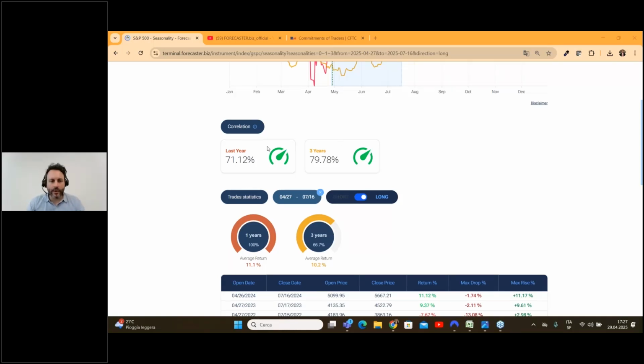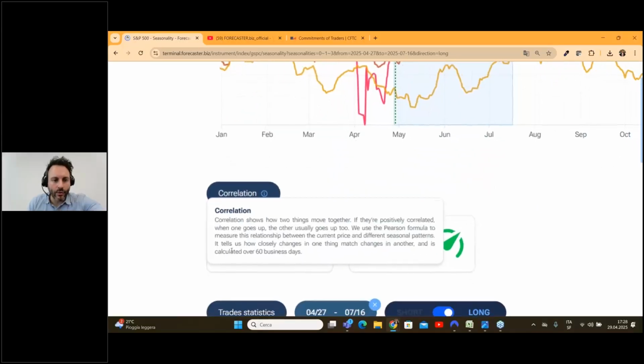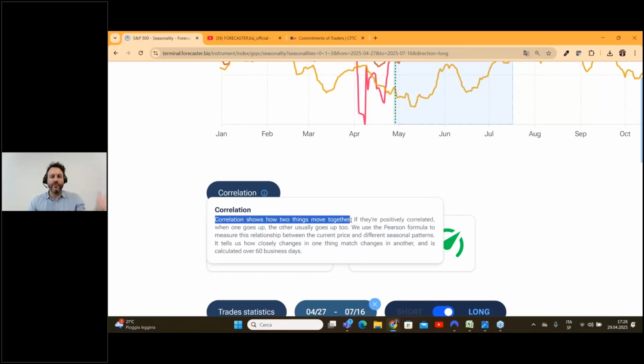Damian, what is correlation? As always, guys, remember that you always have the info box where we explain everything. The aim for the Forecaster Terminal is not to be a black box. We really care that you understand everything about the software, and we share all the formulas and data you find on the Forecaster Terminal. We really want you to understand what you are looking for, and this is why we always explain what you are looking for. So for example, correlation shows how two things move together.